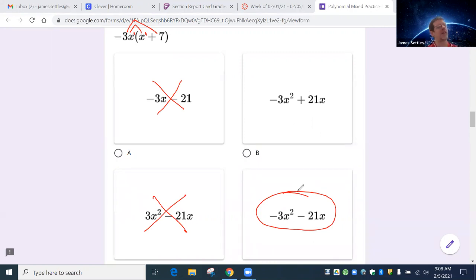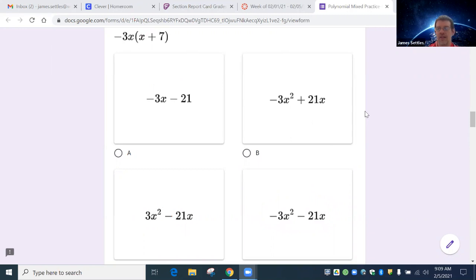So that one right there hopefully wasn't too bad. Hang on, there's only 10 questions. We're moving through this quick. That is not a bad thing.